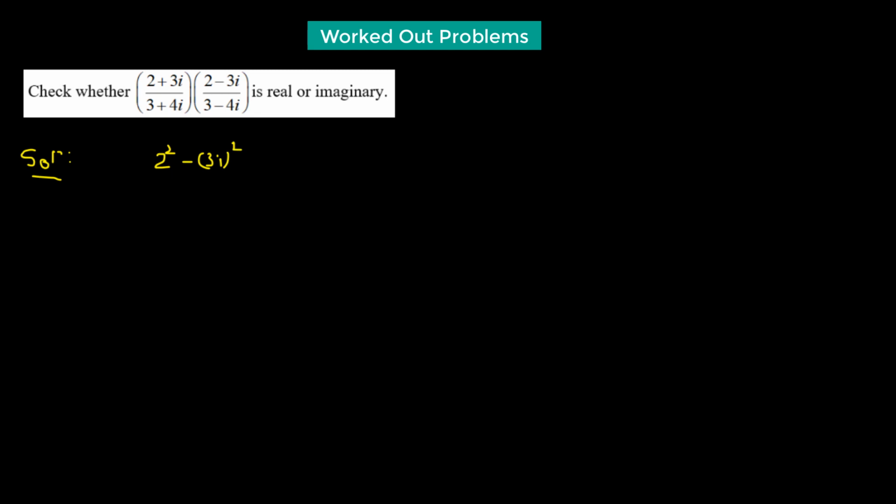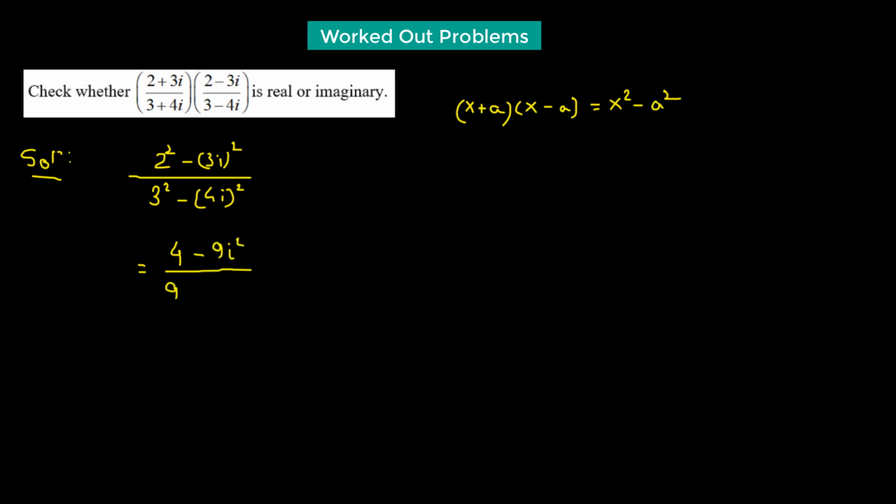So we are using the identity that x plus a multiplied to x minus a is equal to x squared minus a squared. Similarly, we can do that for the denominator. So we have 3 squared minus 4i squared. So we have 2 squared is 4 minus 9i squared, divided by 3 squared is 9 minus 16, 4 squared is 16 times i squared.